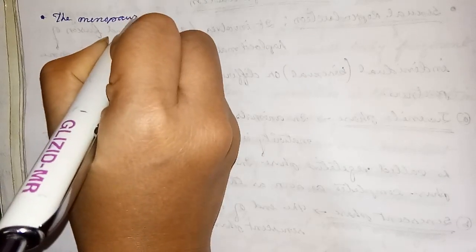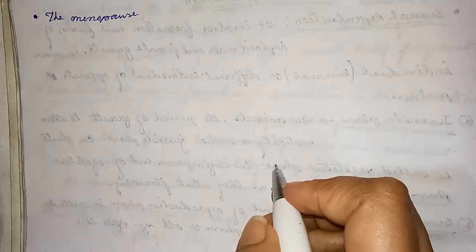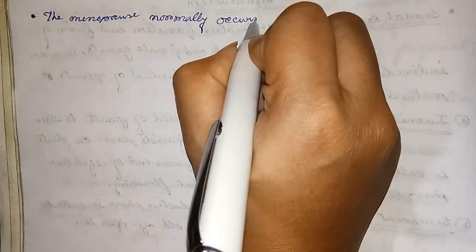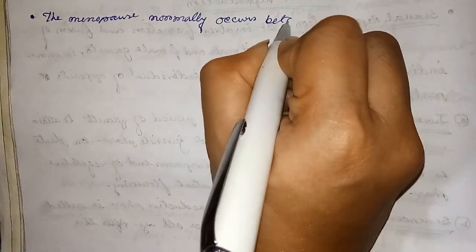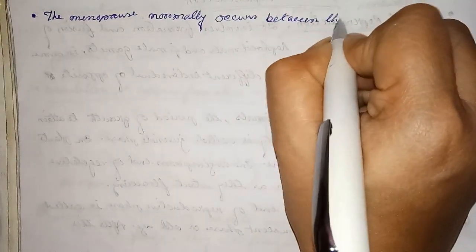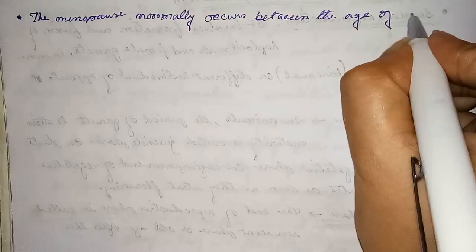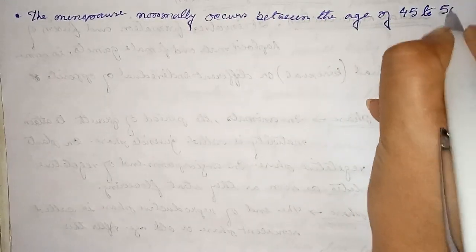Now next, the features of menopause are: the menopause normally occurs between the age of 45 and 50 years.